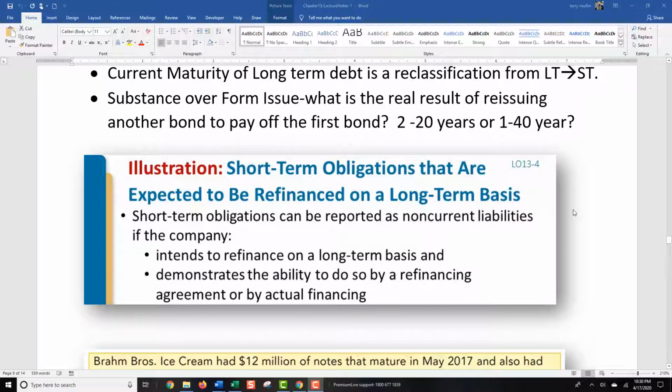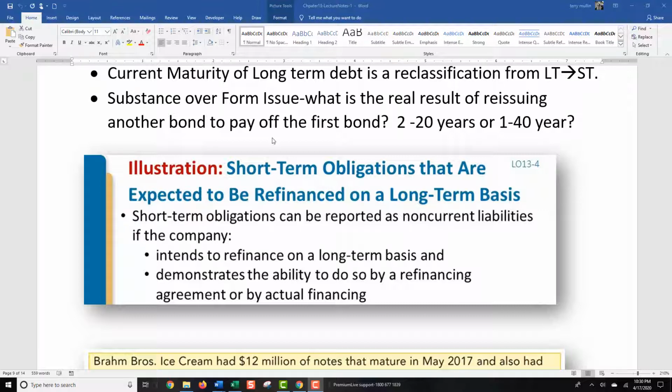Right, in this next section, the rule is that the current portion of long-term debt, when it comes due, you have to move it from the long-term section to the short-term. So if you have bonds payable and you have a 10-year bond, at the end of the 9th year, you have to move that bond from long-term to short-term. So you have to reclassify the long-term to the short-term.